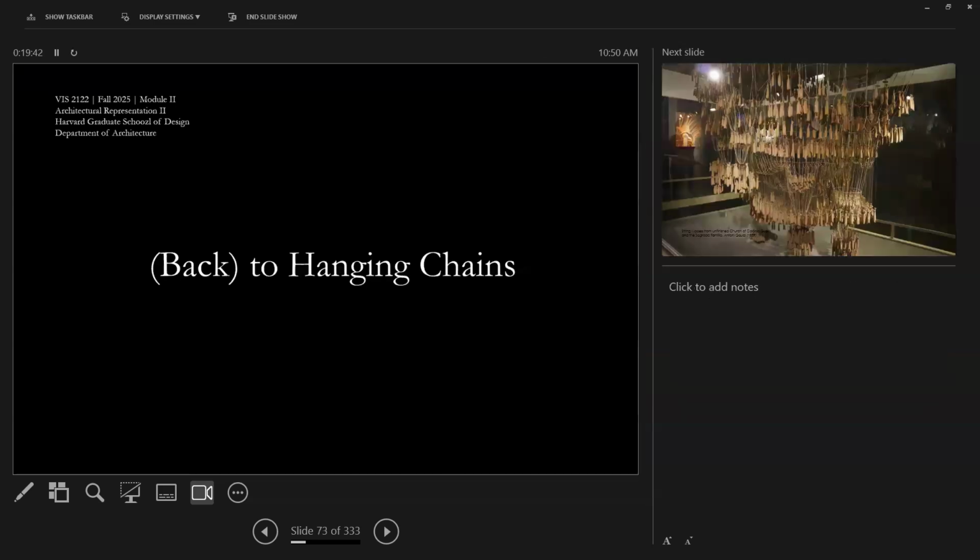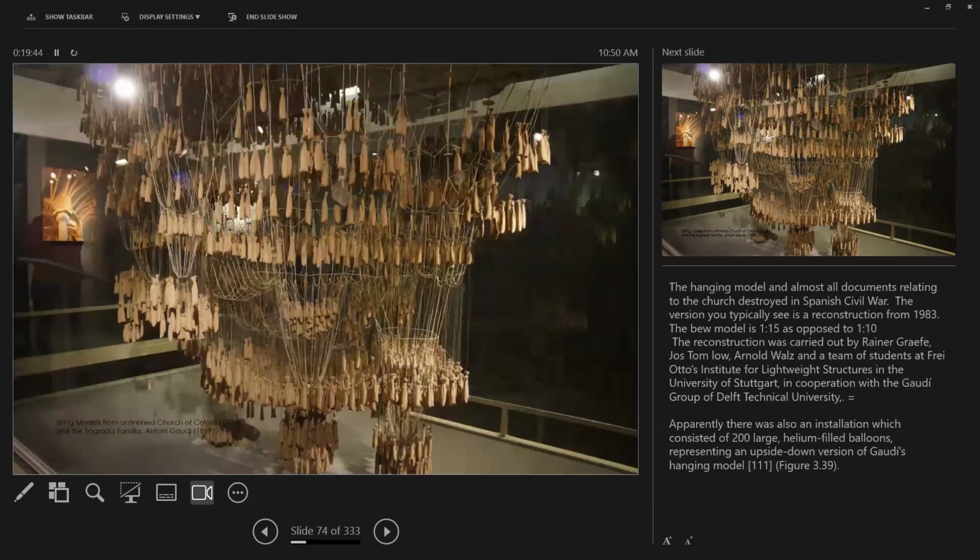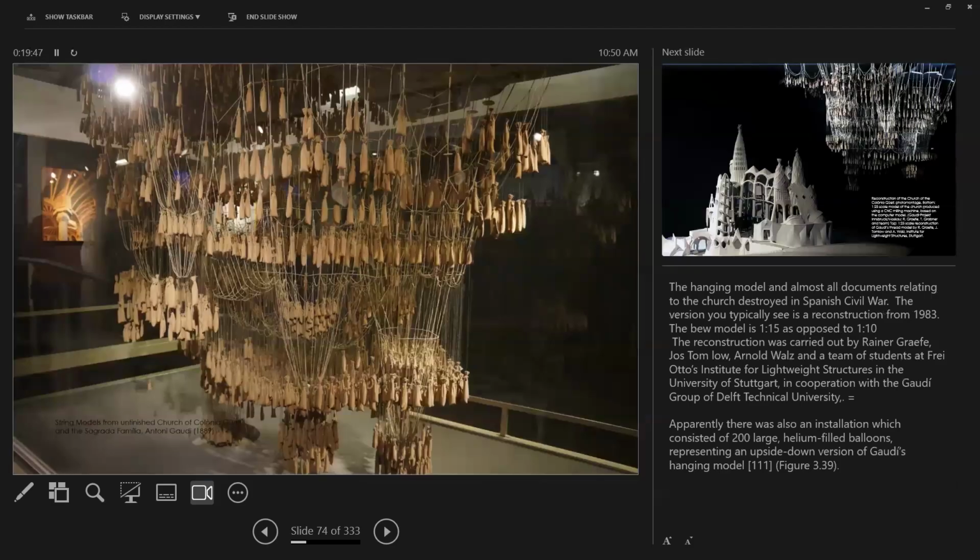All right, so I want to go back to the hanging chains briefly. This model, the one we usually see, is not the original. The original was actually destroyed. This is a 1 to 15 replica of it, and the original was 1 to 10. And so this reconstruction was carried out by that man, Rainer Graf, I was talking about, and also by Frei Otto's students in Stuttgart at the Institute for Lightweight Structures.